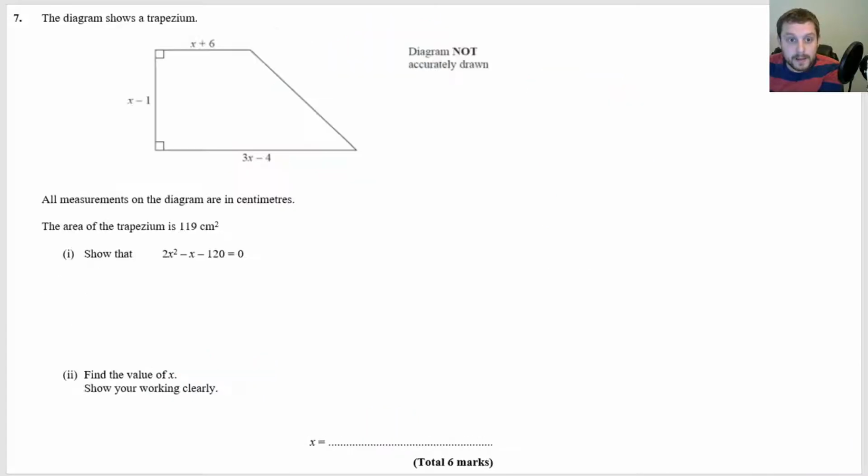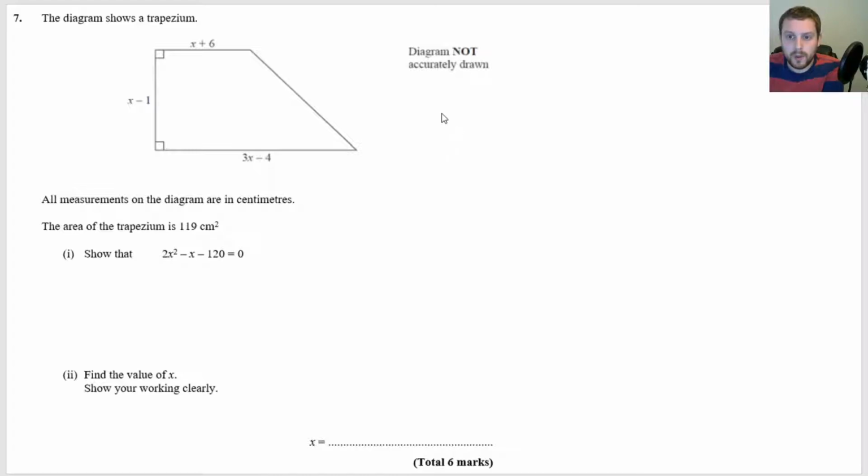Right, number 7. Okay, so we've got a trapezium. It's got some algebra in there, so you know that's obviously something you see quite a bit of. It says all measurements on the diagram are in centimeters, and it tells you that the area is 119 centimeters squared, and it then asks you to show that this equation is true. So we're going to use the area of a trapezium formula and set that equal to 119 and show that it rearranges to make this. So that's how this is going to work.